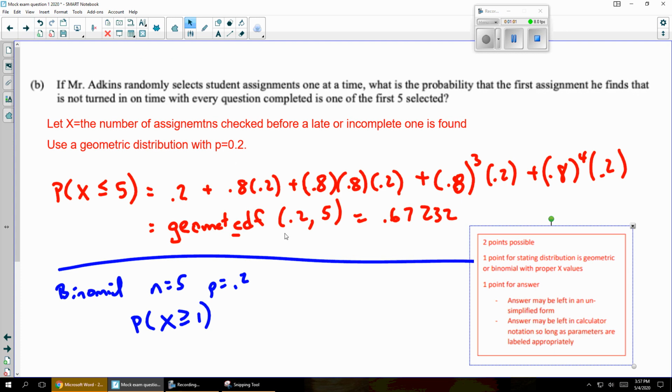On letter B, again, it's worth 2 points. You've either clearly stated you're going to do it as a geometric or a binomial problem, and you've got an answer. Now, it says that you could leave your answer in an unsimplified form, which means if you wrote this, they would give you credit, even if you didn't calculate it out to give you this. And likewise with the calculator notation, they're going to accept that provided that you clearly said where these numbers came from. So don't assume that they understand geometric CDF. They want to know that you know that that 0.2 is the probability and that 5 is that number right there.